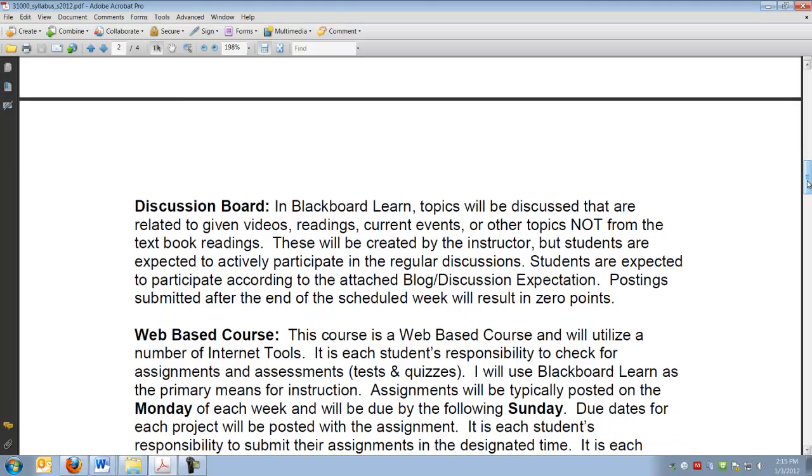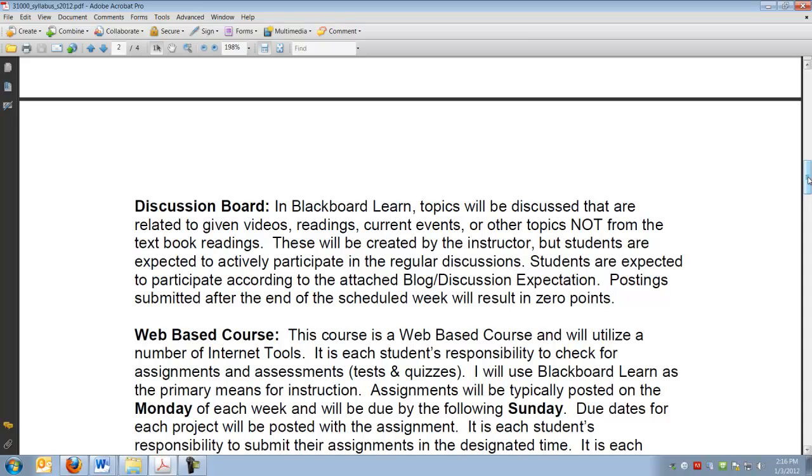Similar to blogs, but slightly different, we will involve discussion boards as well. In Blackboard Learn, there's a discussion board tool. The difference is I will lead the discussion boards from week to week, whereas the students will lead the blog discussions. There may be some overlap and some similarities. These will be based on readings or some other items that correspond to where we're at in our course. But similar to the blog, there will be expectations that go along with this, and those will be covered in the blog discussion expectation document.